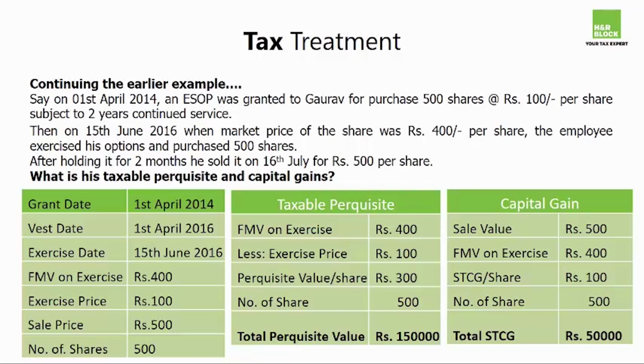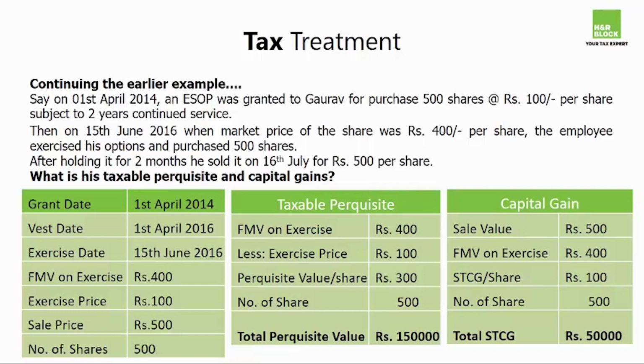There are a few important terminologies which we already discussed and which are noted here. So how will the taxable perquisite be calculated? Fair market value minus the exercise price which you have to pay for acquiring those shares. What is the fair market value on the date of exercise? Rupees 400 per share. Less what you are paying for acquiring those shares, 100 rupees per share. So your perquisite value per share is rupees 300.